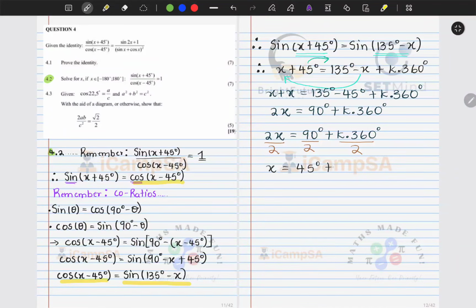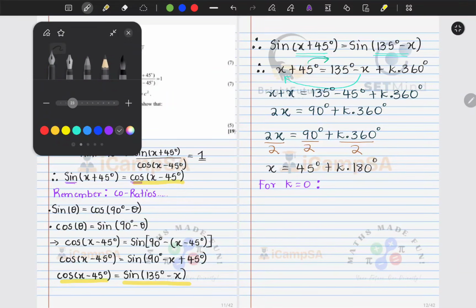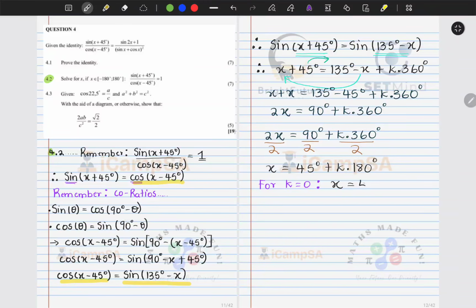Sorry, it will be 45 degrees plus k times 180 degrees. Okay. And if you look at our x, they said that x should be an element between negative 180 and positive 180. So we're going to choose k values. So for k equals 0, you will see that we end up finding an x value that is 45 degrees.